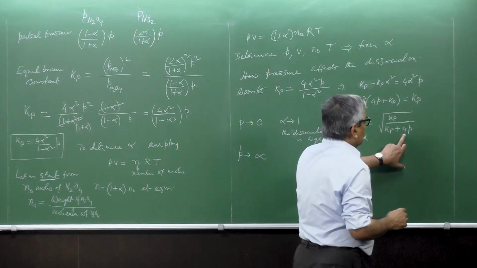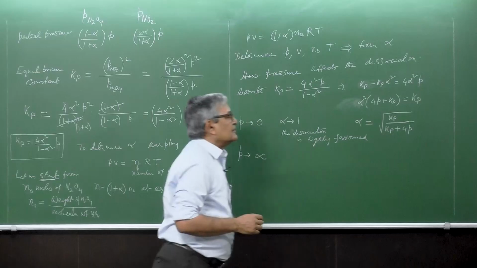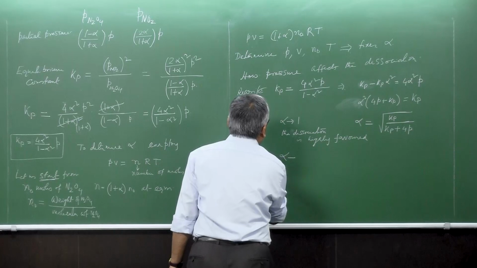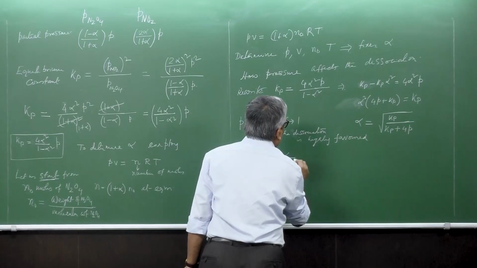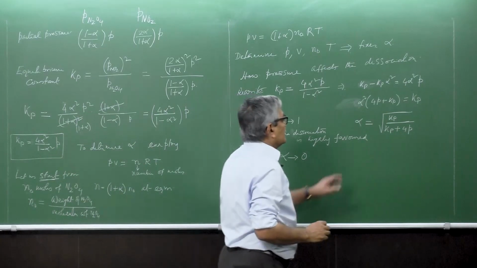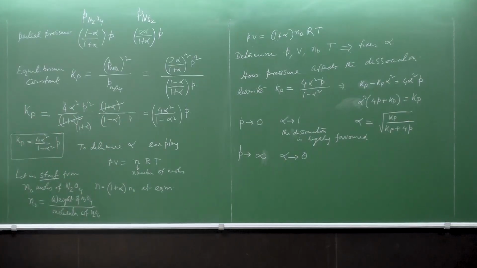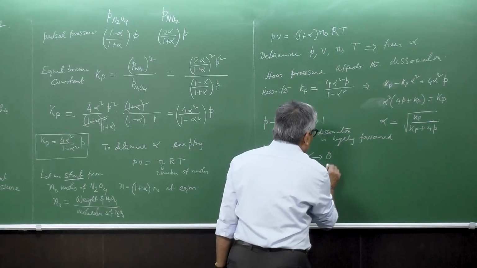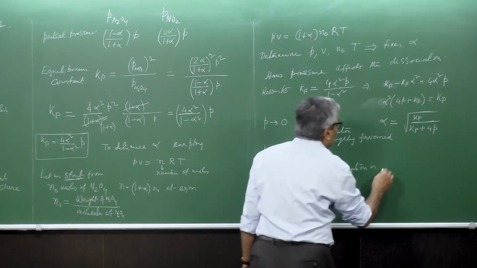So if this goes very large, then Kp is overwhelmed by 4P, and this alpha goes to 0. This is infinity. Alpha goes to 0. Then what happens? The reaction is not favored at all, and the reaction proceeds in the opposite direction. So the dissociation is highly hindered.